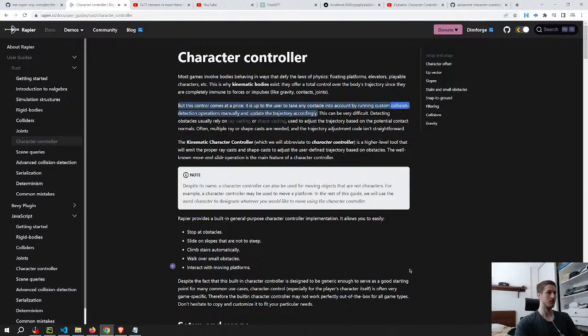It is up to the user to take any obstacle into account by running custom collision detection operations manually and update the trajectory accordingly. This can be very difficult. Detecting obstacles usually relies on ray casting or shape casting, used to adjust the trajectory based on the potential contact normals. Often, multiple ray or shape casts are needed, and the trajectory adjustment code is not straightforward.